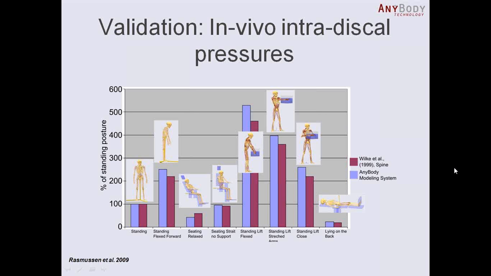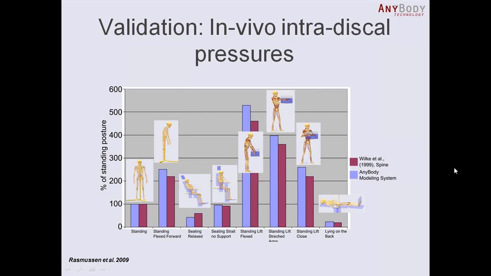Rasmussen and co-authors used AnyBody to simulate the same activities and compared their findings to those of Wilkie. Since the experimental measurements were in units of disc pressure, and the AnyBody results were based on reaction forces in the different levels of the spine. This is focused on L4, L5, I believe.